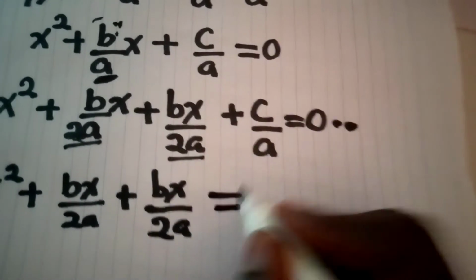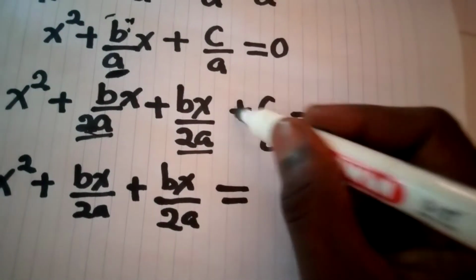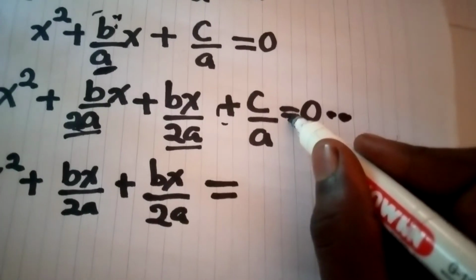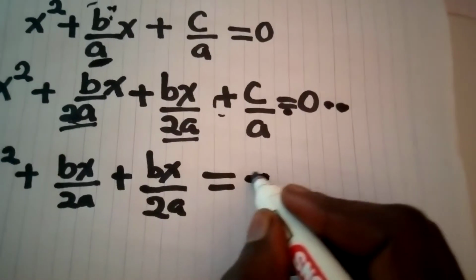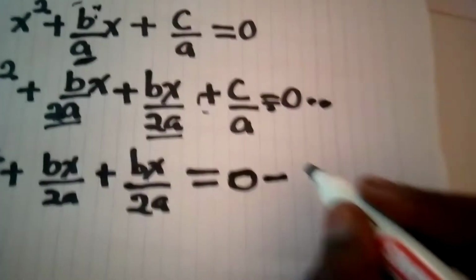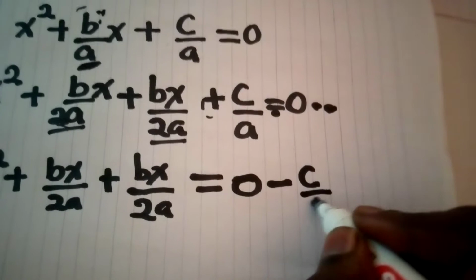Then we are crossing this one. This one is an equal sign, it is a plus. When a plus is crossing the equal sign, it changes to a negative. So which means we shall have 0 minus c out of a.